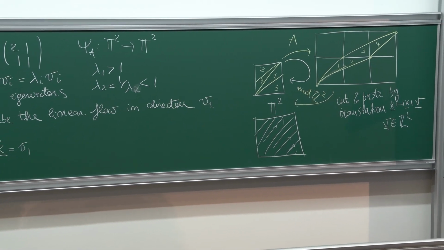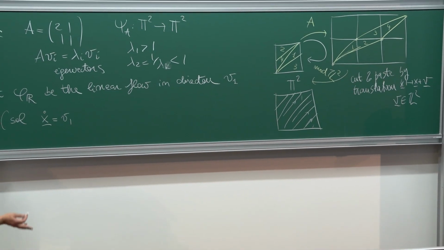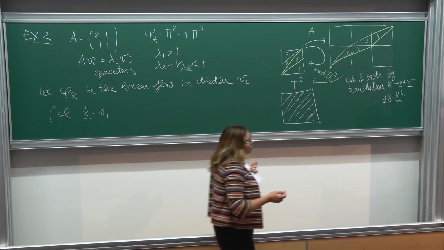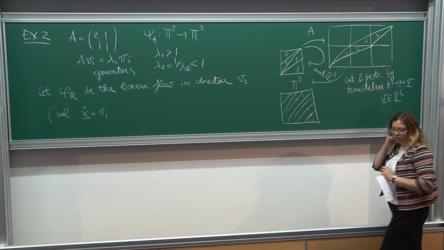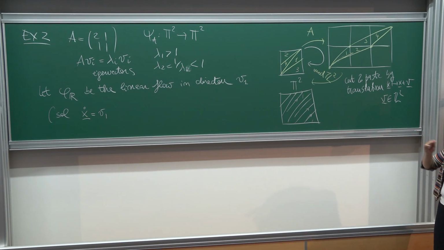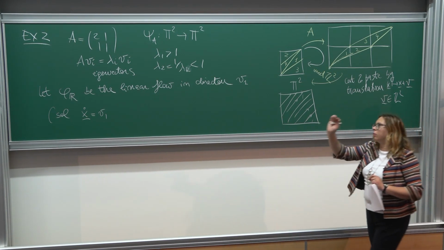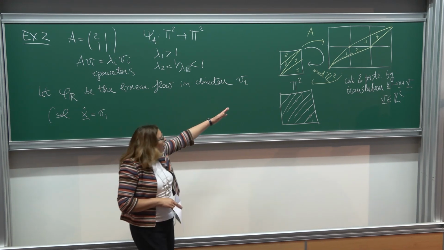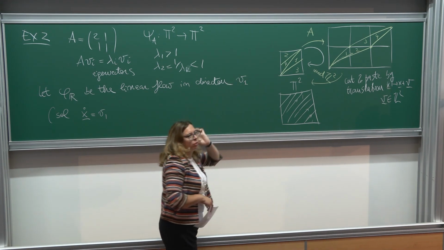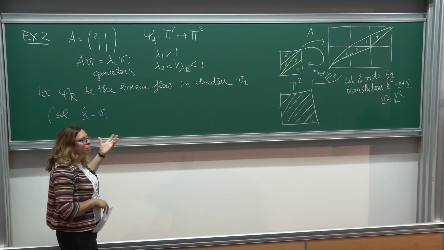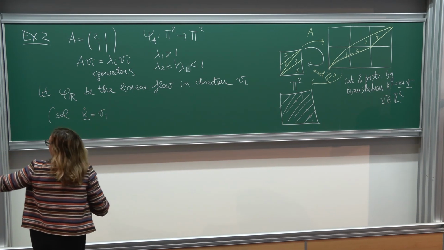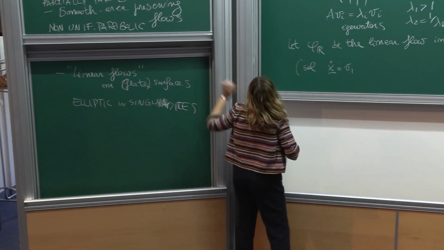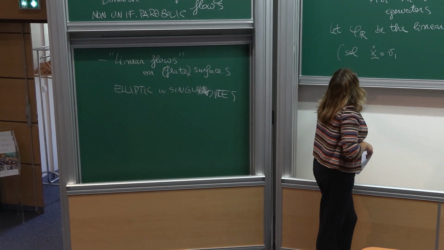OK, so I claim this is actually an elliptic flow. There's no divergence. Everything is isometric. But we are going to, in a second, move it to higher genus. So when we go from genus 1, from the torus, to higher genus, it will become a prime example of a parabolic flow. It will be this elliptic flow with singularities that I want to consider as a parabolic example.